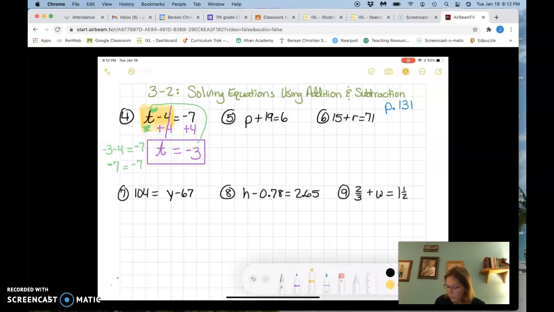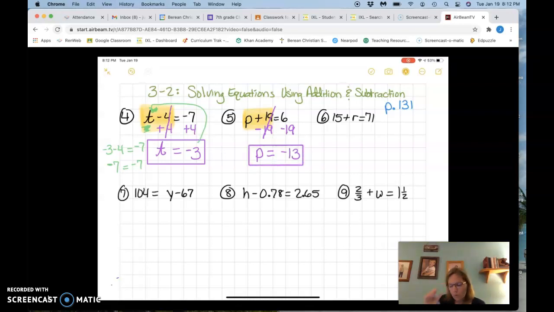So again, we're going to look at what's happening to the variable, and we're going to do the opposite. So I see that 19 is being added to p, so I'm going to do the opposite, which is subtract 19. Whatever I do to one side, I have to do to the other. My 19's cancel out, so I'm just left with p equals, and then I have 6 minus 19, which is -13. And if you need to use your calculator, that's totally fine. All right, let's keep going.